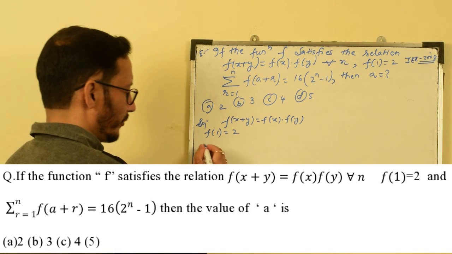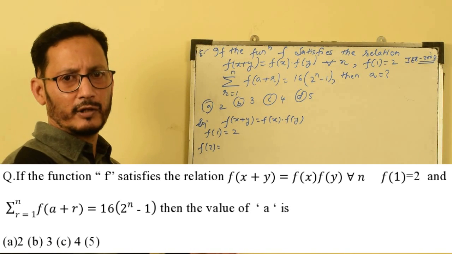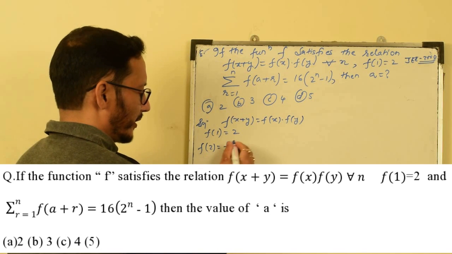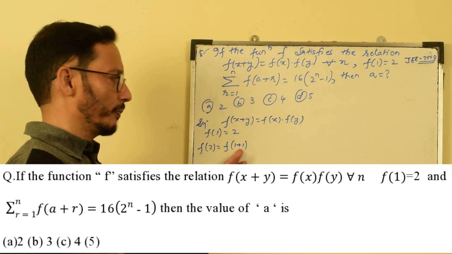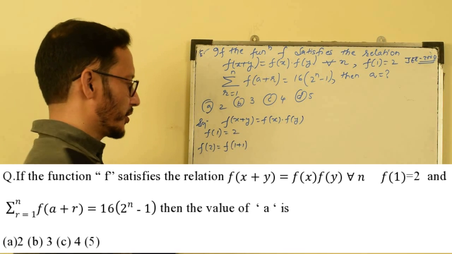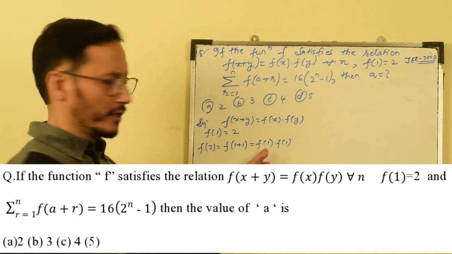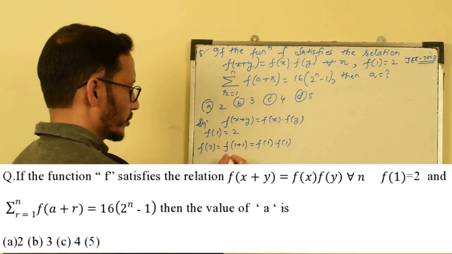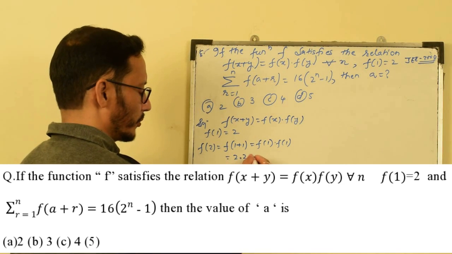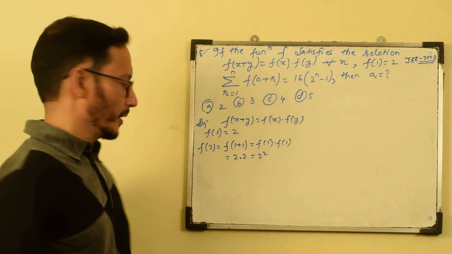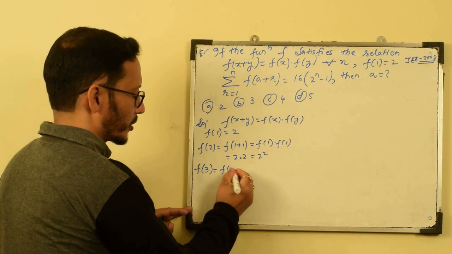Now, can you find the value of f(2)? Yes, we can. How can you find the value of f(2)? It can be written as 1 plus 1. So with the help of this relation, can we write it as f(1) into f(1)? Yes. What is the value of f(1)? Again it is 2. So just put 2 here, and I am getting 2 squared. Similarly, can you find f(3)? Yes, f(2 plus 1).